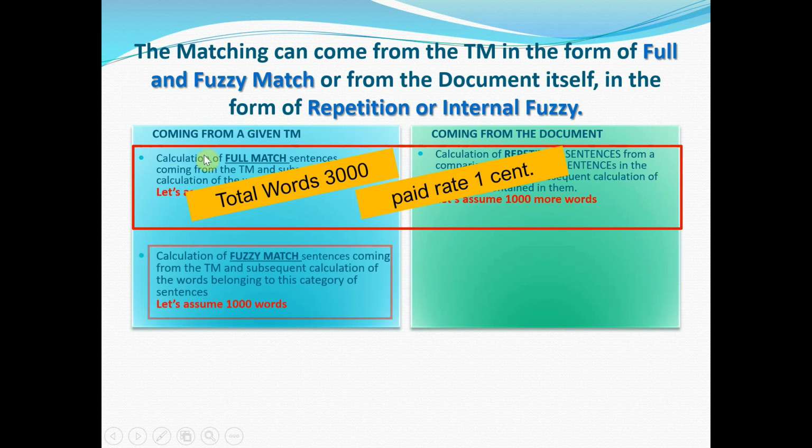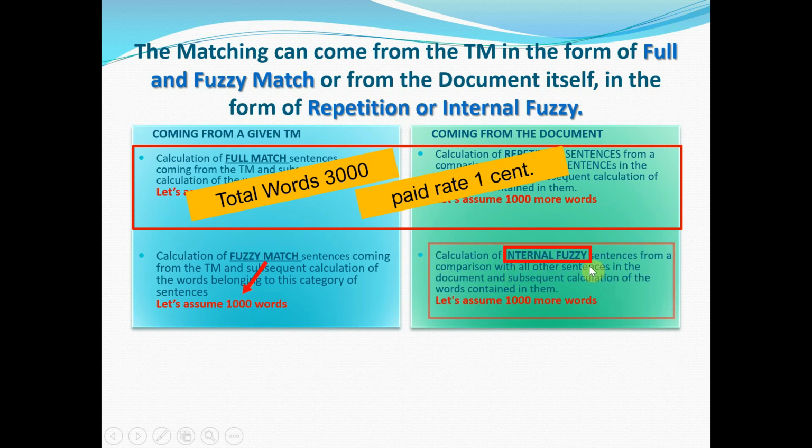So from the translation memory, not only can we get full matches, but we can also get fuzzy matches. Let's say that we get some sentences considered fuzzy match, and the total amount of words included in those sentences is 1,000 words. But we also have internal fuzzy. That means sentences that are repeated in a similar way in the document itself. And let's assume that we have another 1,000 words that are considered to be internal fuzzy.